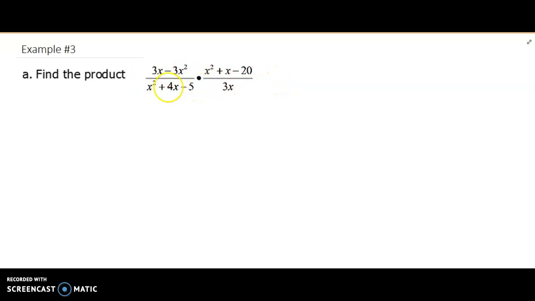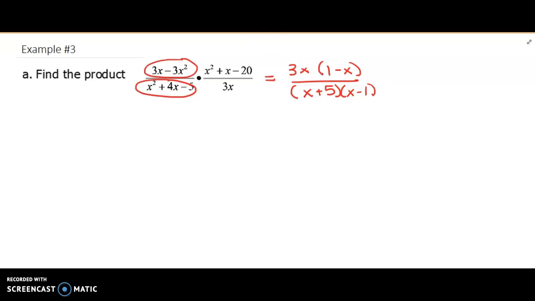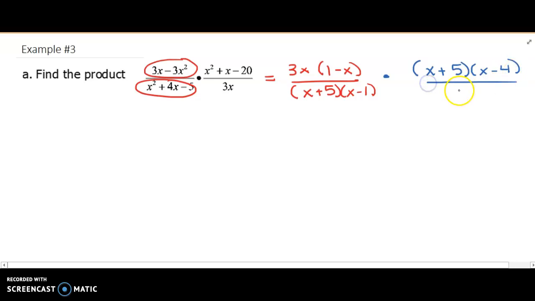So once again, this is all about factoring. So 3x minus 3x squared, this is just 3x times 1 minus x, over, and then this here factors nicely to x plus 5 and x minus 1, okay? And then if I take the second term, it's going to multiply by, the top factors nicely to x plus 5 and x minus 4 over just 3x.